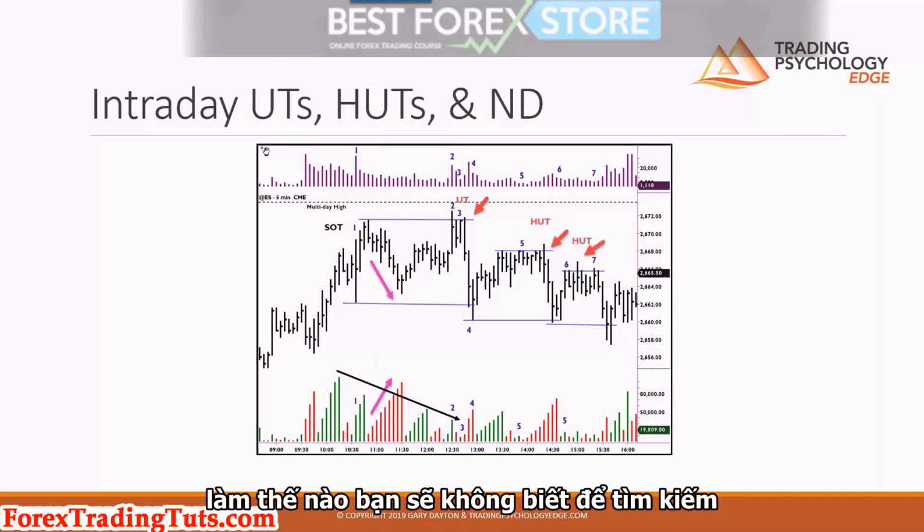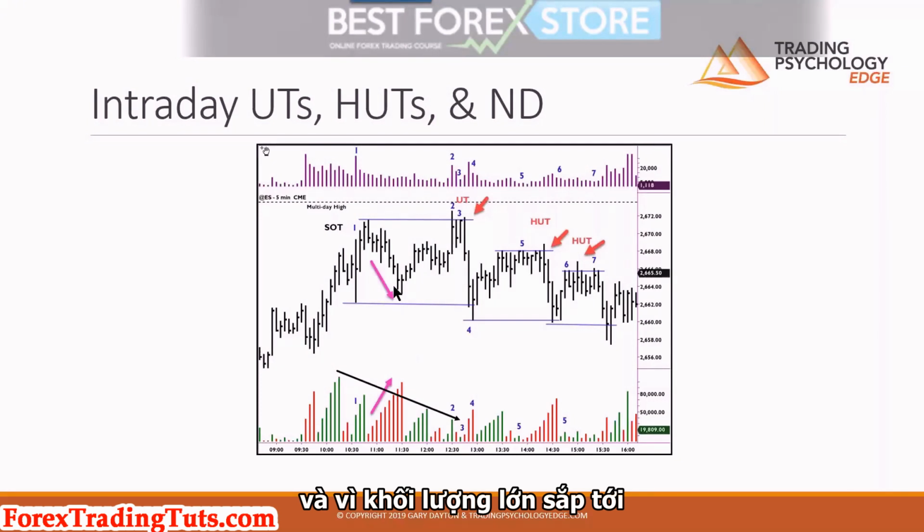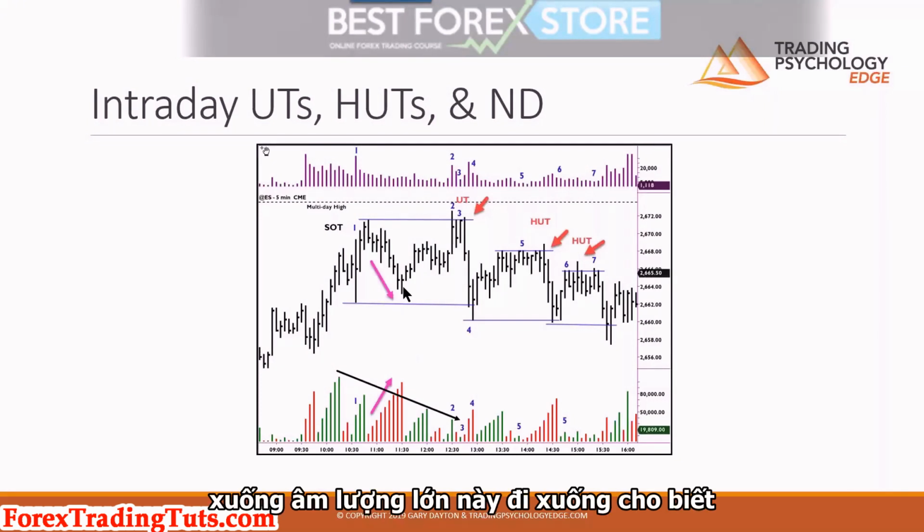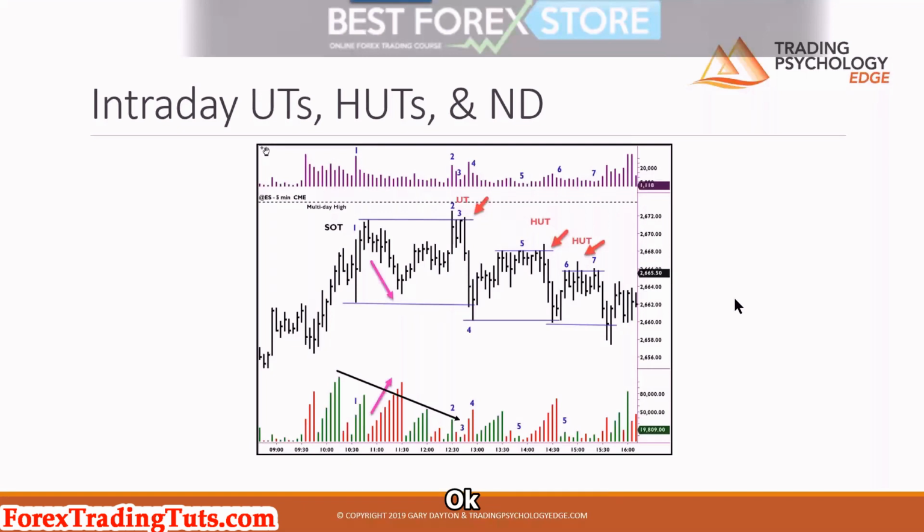How would you have not known to look for a long after the bar at 0.1? Because of the shortening of the thrust. And because of the high volume coming down. This high volume coming down tells me I don't want to be long anymore. I want to look now for shorts because this is weakness coming in. Okay. The wave following wave 5 is less than at bar 1. Okay. I'm not sure what the significance is of that.